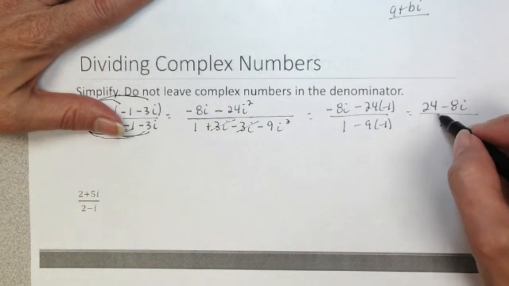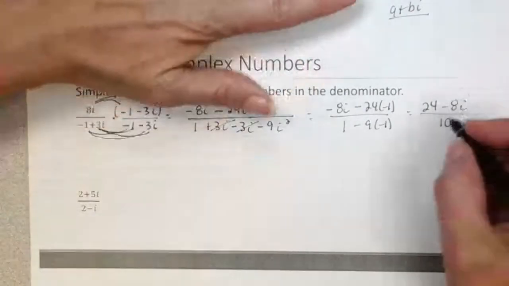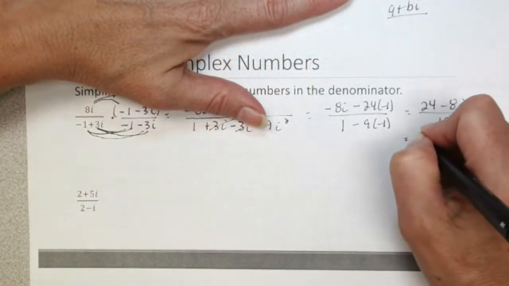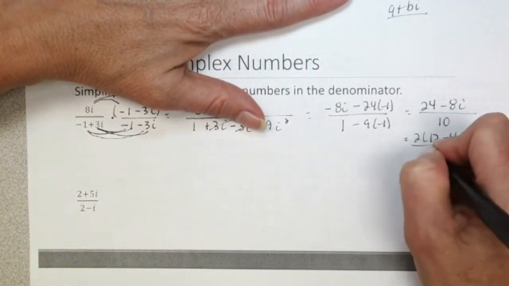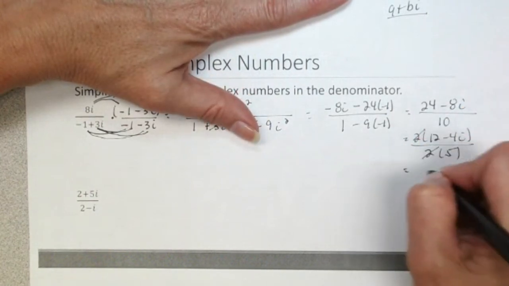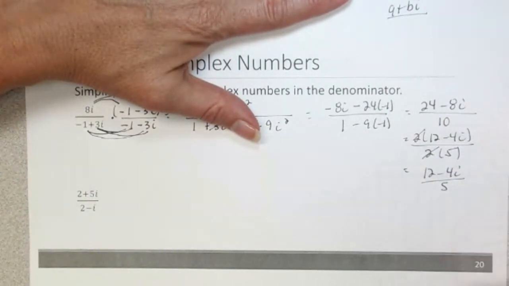But look at this. Every term, there are some common factors. I could factor a 2 out of the numerator and the denominator. So I could say this is 2 times 12 minus 4i over 2 times 5, right? And then my 2's divide out. So I just simplified that a little bit more, didn't I? Now it's 12 minus 4i over 5.